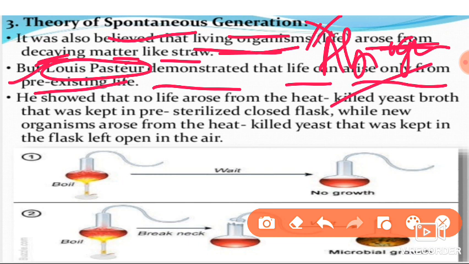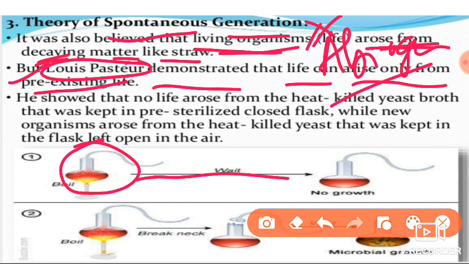In the swan neck experiment, he collected heat-killed yeast in one jar, or one bottle. First he collected living yeast, and then he applied heat, and those became dead.